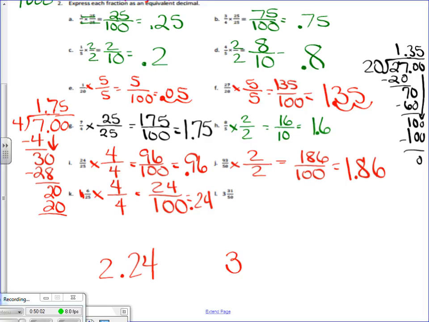3 and... So this is 31. See, it's hard to read on here. 31 50ths. So we're shooting for 100. So we've got to multiply by 2. So 31 times 2 is 62. 62, moving that decimal in 2 places. 1, 2. 3 and 62.